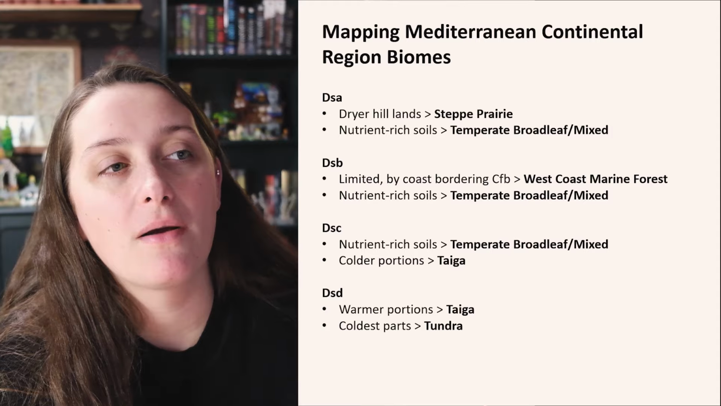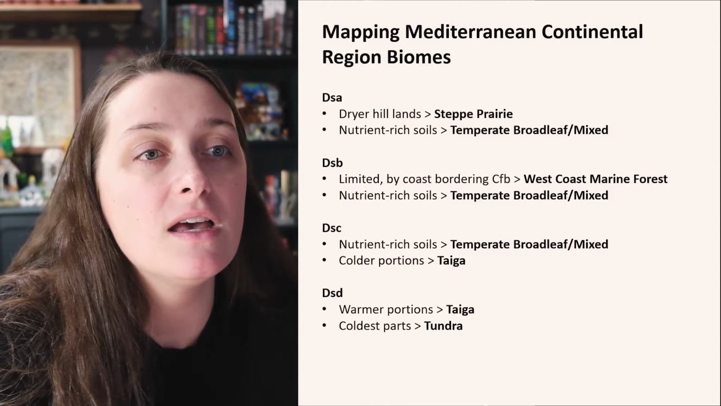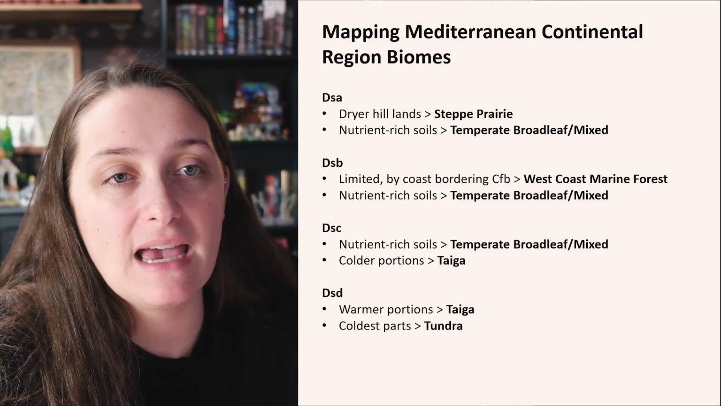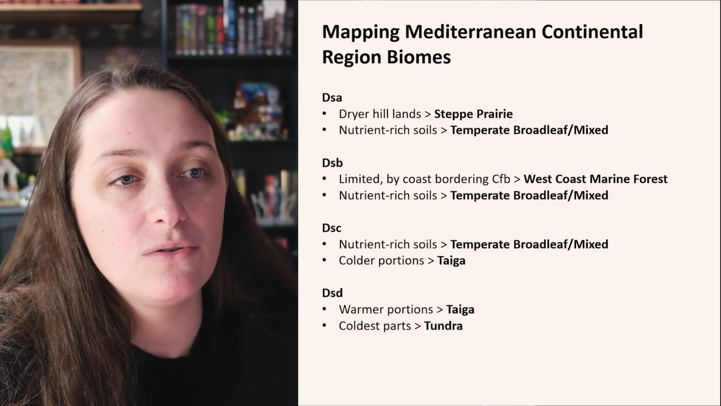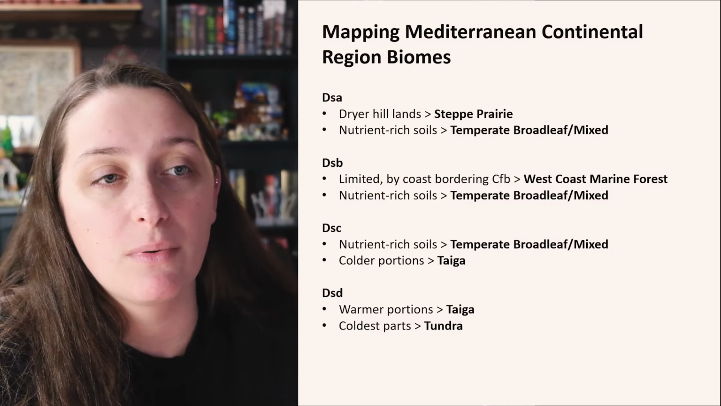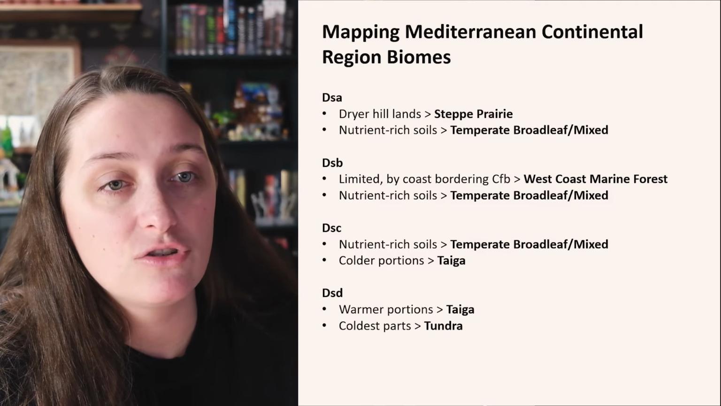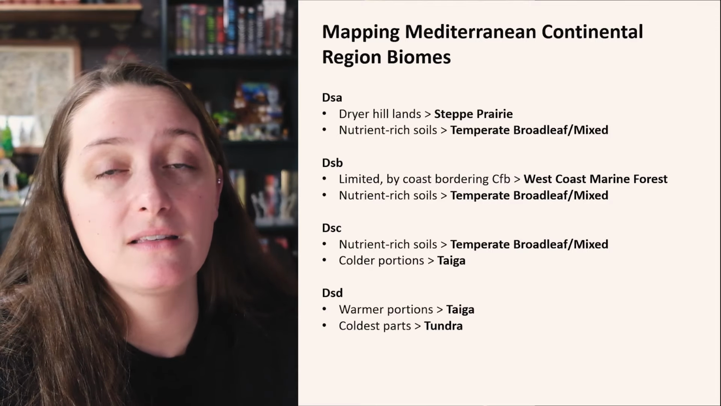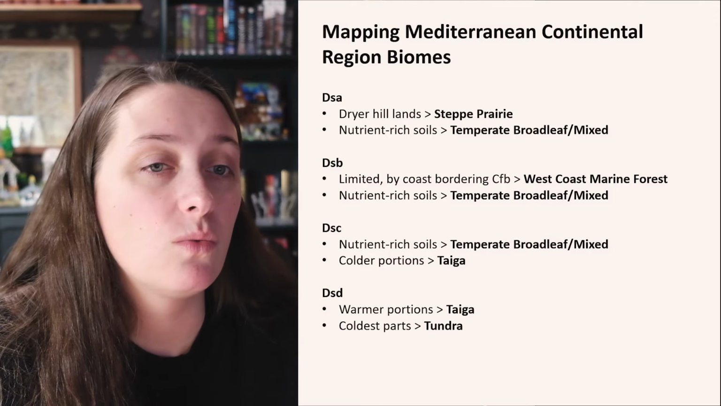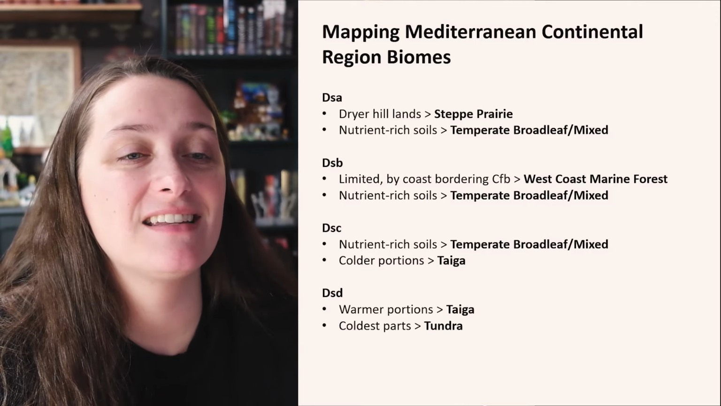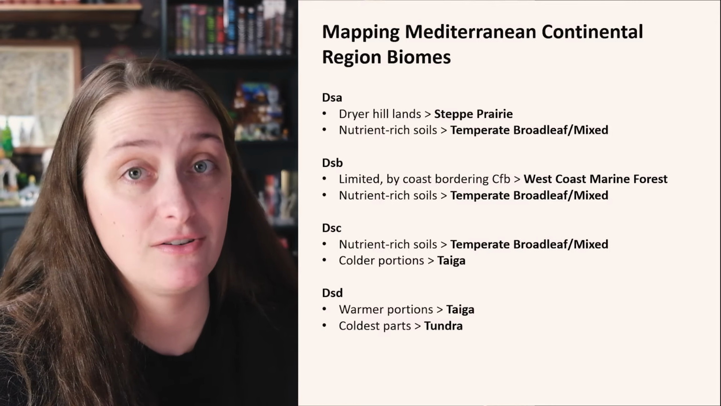So next we're going to map our Mediterranean continental regions, which is the DS climate regions. So in drier, steeper parts of DSA, you can have some steppe prairie. In some bordering coastlines of DSB, you could see some West Coast marine forest where we are bordering that already. And then the rest of DSA and DSB should be temperate broadleaf mixed, as well as the warmer half of DSC. And then in the colder parts of DSC and the warmer parts of DSD, you will find taiga forests. And then in the coldest parts of DSD, you will find tundra.